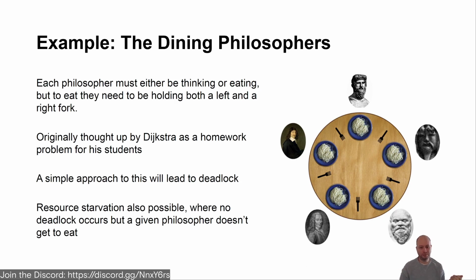To eat, they have to be holding both a fork in the left and in the right hand. They're really hungry, so they need to eat like crazy and don't want to waste any effort. The rules are that if they want to eat, they can pick up one fork, but they have to wait until the next fork is available, and then they can start eating. When they're done eating, they put both forks down.